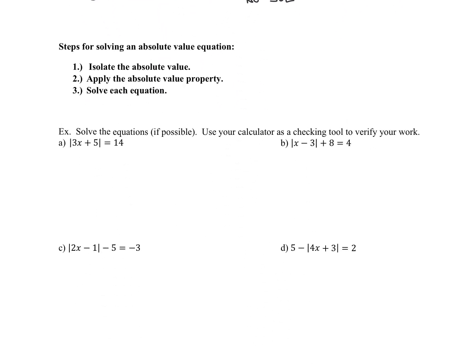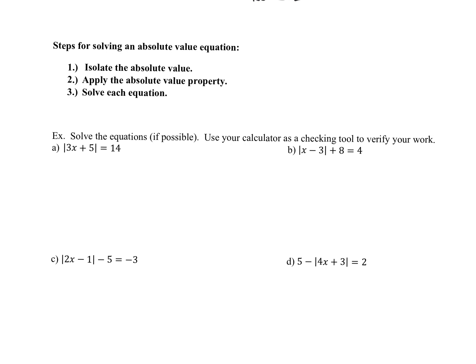So basically, what we're going to do to solve an absolute value equation is we're going to isolate the absolute value, apply the absolute value property. In other words, I like to call this breaking it out of jail. Break out of the bars. And then solve the equation. So for this first example, we have 3x plus 5 in absolute value equals 14. So that means 3x plus 5 is either 14 or 3x plus 5 is negative 14.